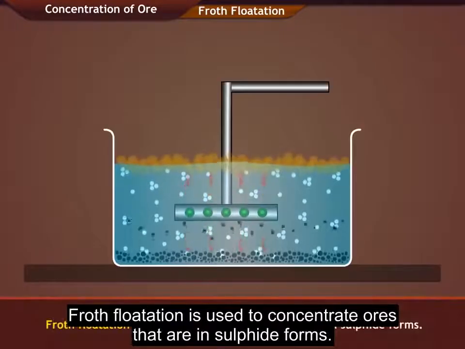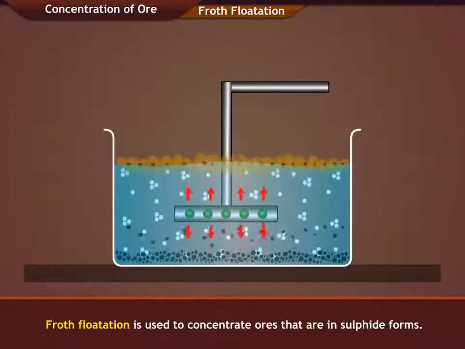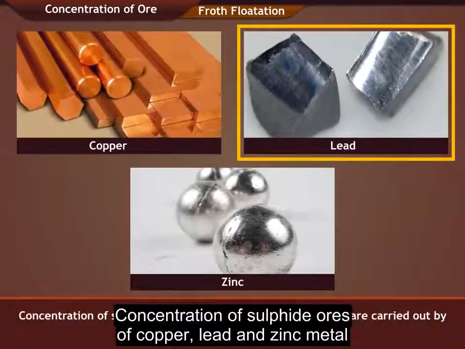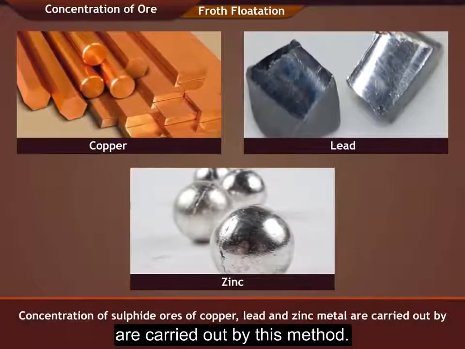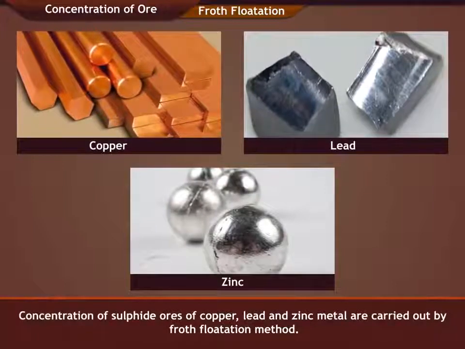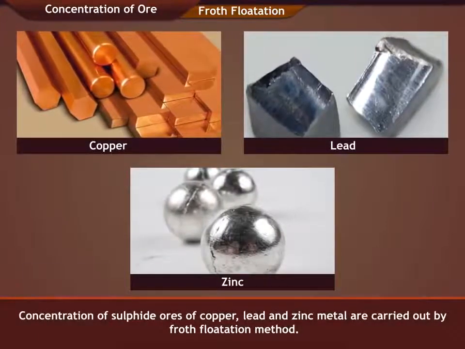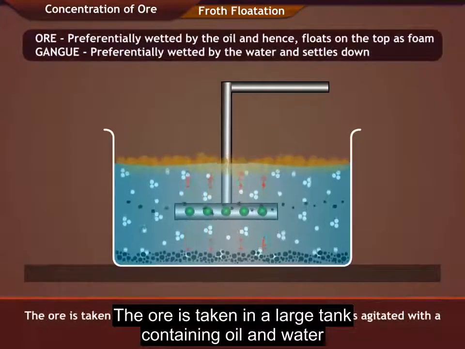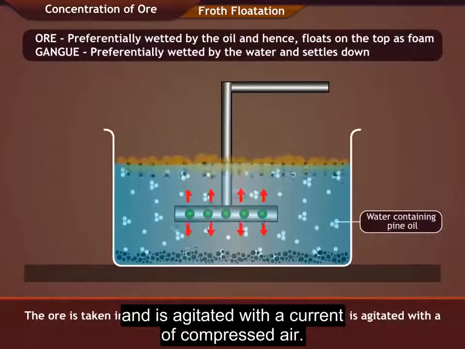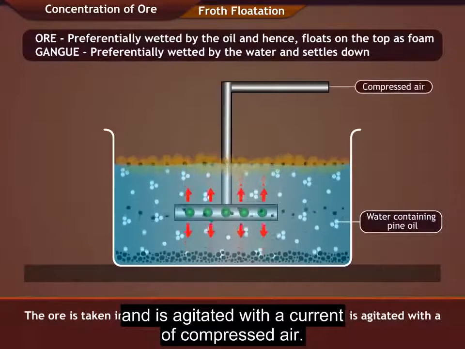Froth flotation is used to concentrate ores that are in sulfide forms. Concentration of sulfide ores of copper, lead, and zinc metal are carried out by this method. The ore is taken in a large tank containing oil and water and is agitated with a current of compressed air.